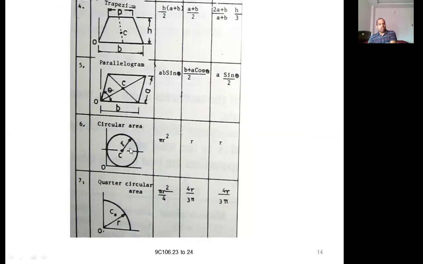Circular shape is already very simple. In terms of diameter, the centroid is at d by 2. In terms of radius, it is r. Area is pi r square or pi by 4 d square.